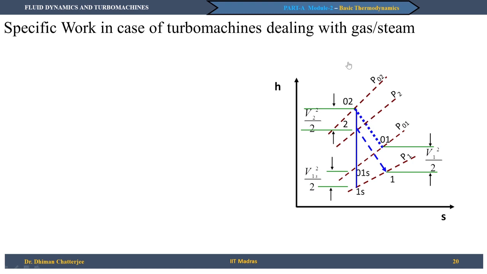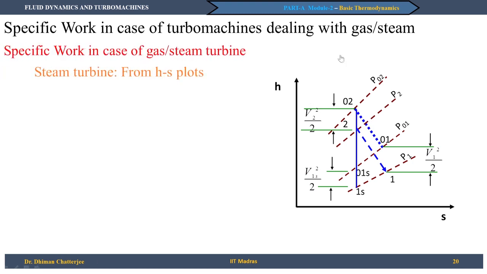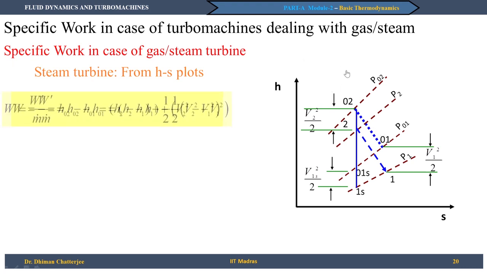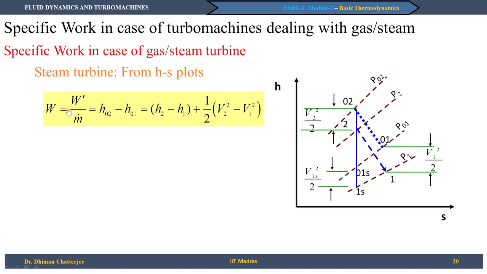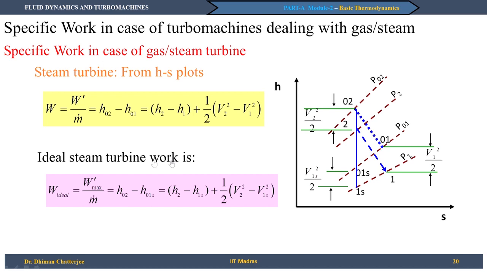So, this is with a gas or steam, and the specific work in this case, as we obtain from the h-s plot in case of a steam turbine, we can say that the specific work W prime by m dot is nothing but h02 minus h01, this is the actual one, and you see that that can be written as h2 minus h1 plus half V2 square minus V1 square. This is what we get, and the maximum or ideal steam turbine work we could have got is h02 minus h01s, and that is again given by h2 minus h1s plus half V2 square minus V1s square.